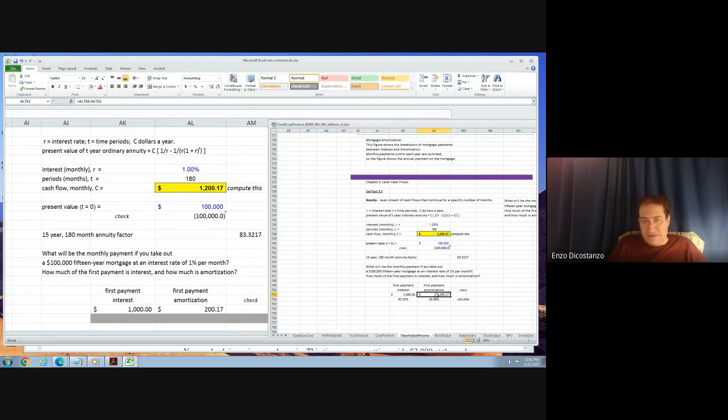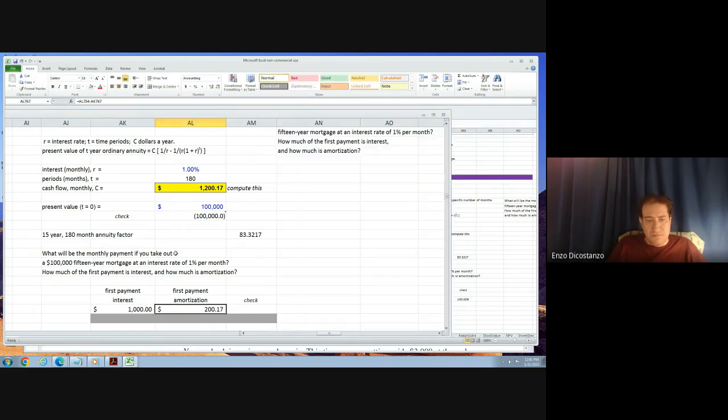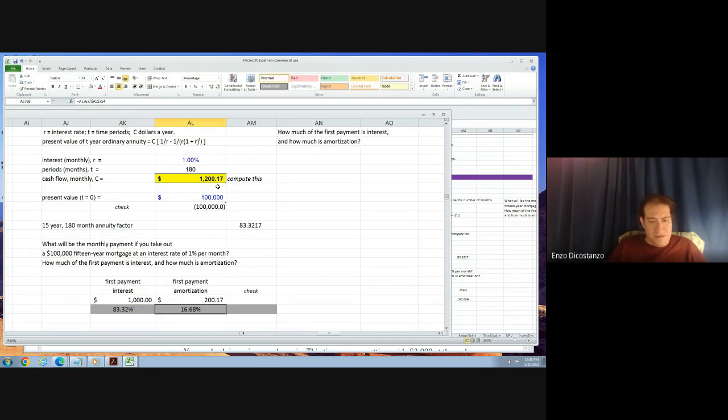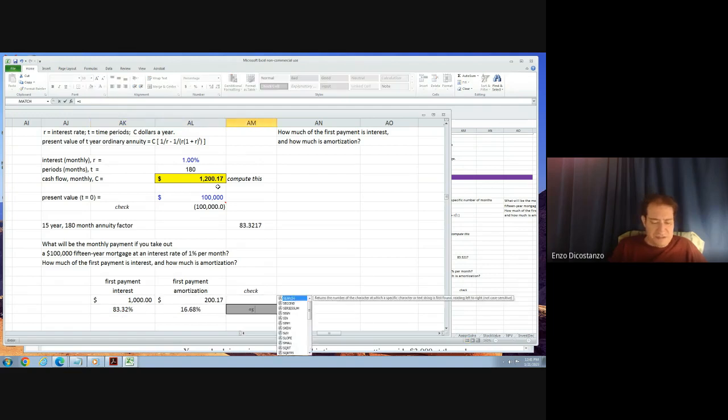Did I do that here? Yeah, that's how I did it here. And then I think they asked about the percentages. So obviously that equals 1,000 divided by what your payment is, and you want to totally lock that in. And then right there, this is 16% of 1,200. This is 83% of 1,200. And then you sum these two.